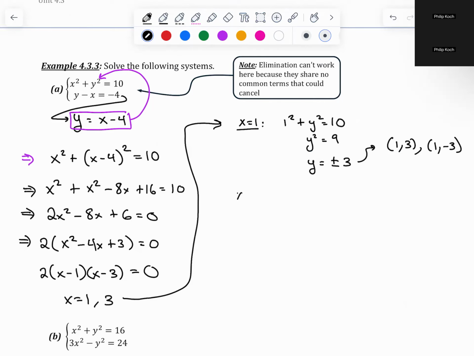Then we'll try x equals 3. We're going to get 3 squared plus y squared equals 10. That's going to give me y squared is equal to 1, which gives me y equals plus or minus 1. So I get two solutions from this one as well. I get (3, positive 1) and (3, negative 1).